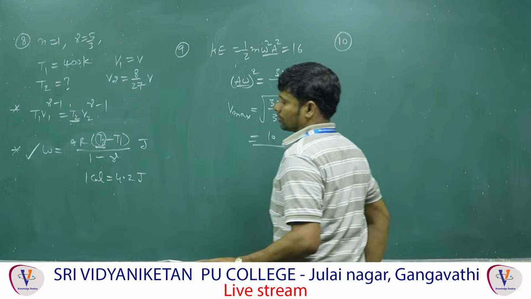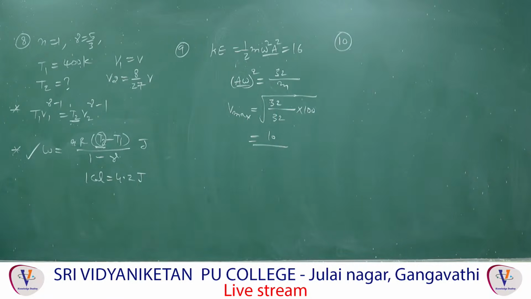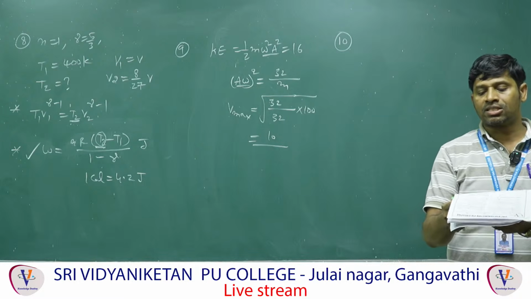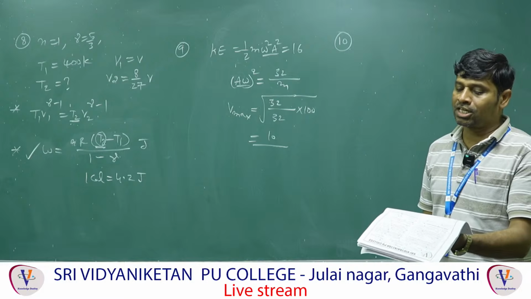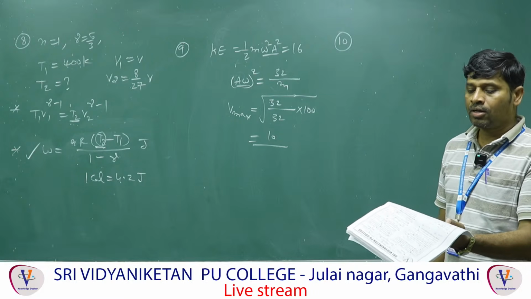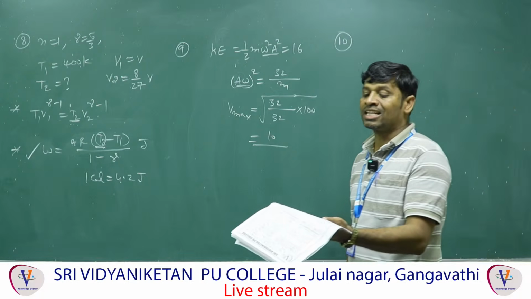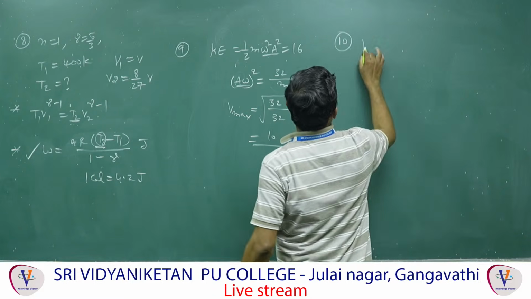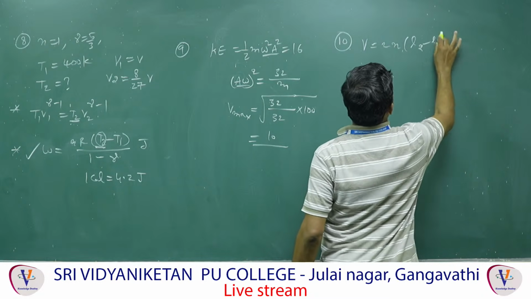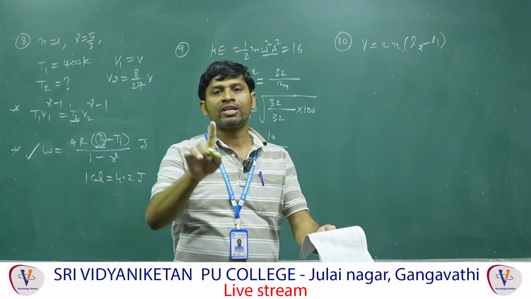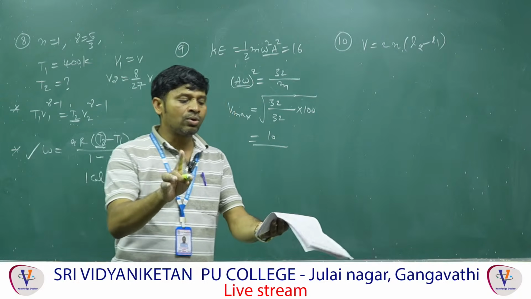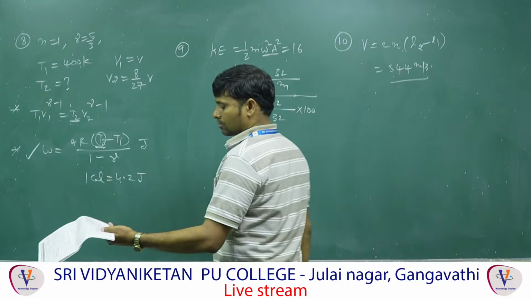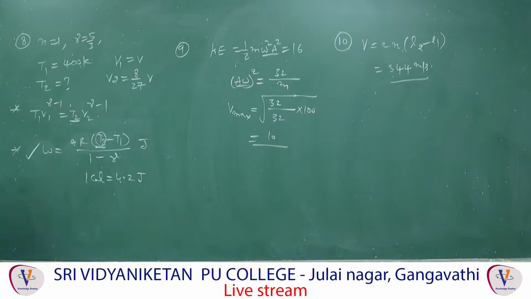Problem number 10. A tuning fork with frequency 800 Hz produces resonance in a resonance column tube. The upper and lower ends are closed by the water surface, and the successive resonance lengths are given. What is the velocity of sound? Direct formula: the velocity of sound by resonance apparatus is V equal to 2n into (L2 minus L1), where n is the frequency of the tuning fork, 800, L1 is 9.75, L2 is 31.25. We get 344 meter per second. Again a direct model, a previous NEET question.